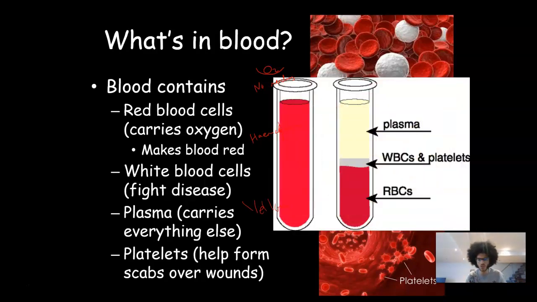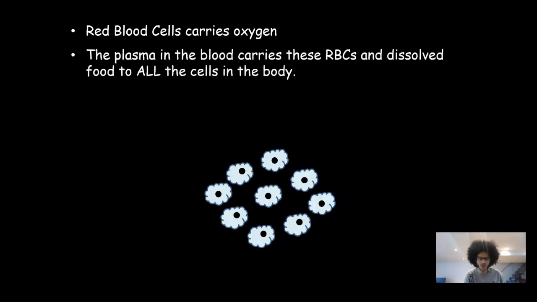In terms of their proportions, it's pretty much like this. So you've got plasma, which makes up a good half chunk of it, lots of red blood cells, and a small proportion of white blood cells, as well as platelets. Okay, so that's the contents of blood. Now, red blood cells carry oxygen, and the plasma in the blood carries these red blood cells and dissolved food to all the cells in the body.